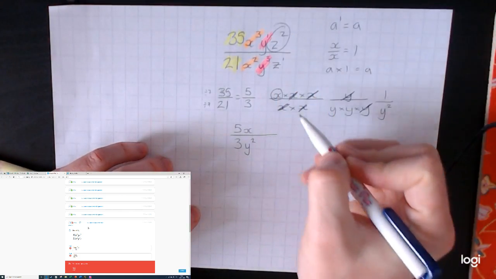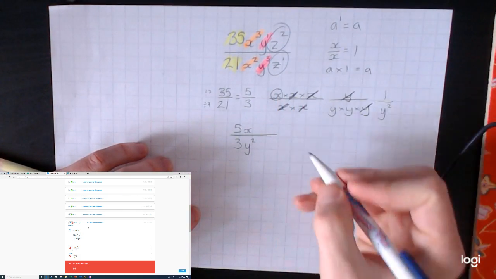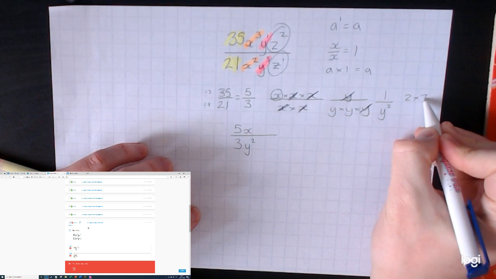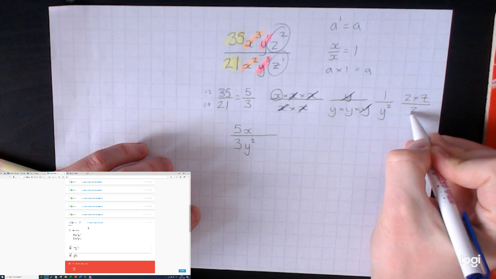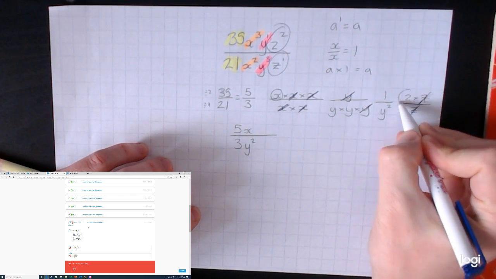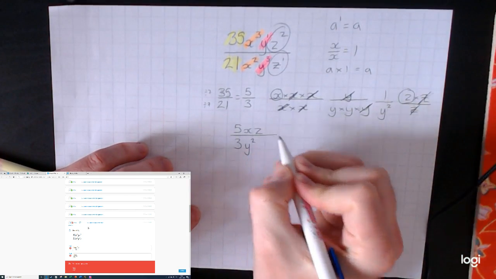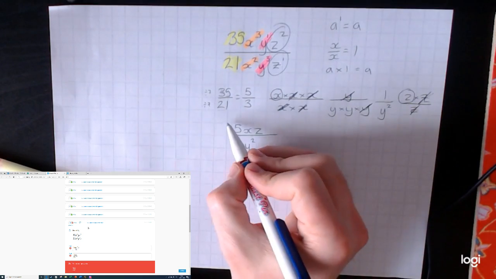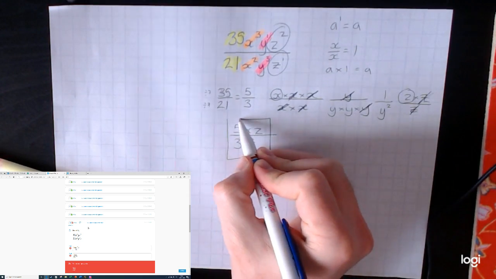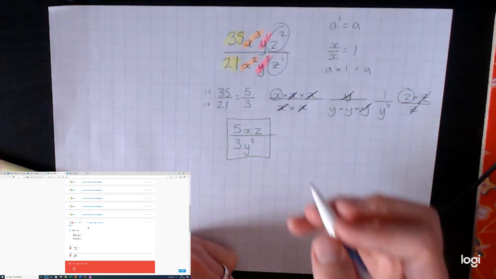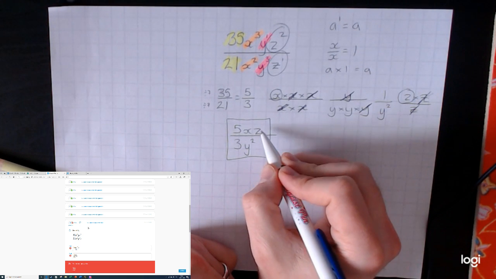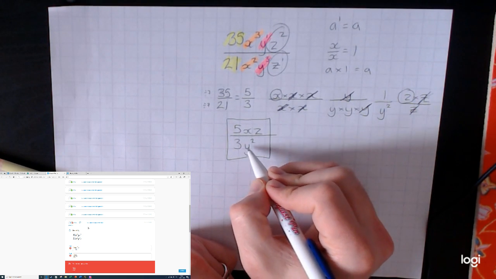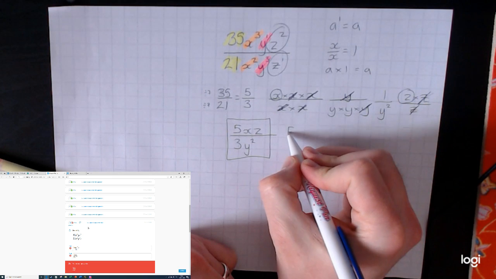We've got z squared divided by a z, and again, z times z divided by z. These are going to cancel out, leaving us just a z on top, and we end up with this as our answer. And so that is one way of writing the answer. Now you could write it, essentially, with this on the top line.